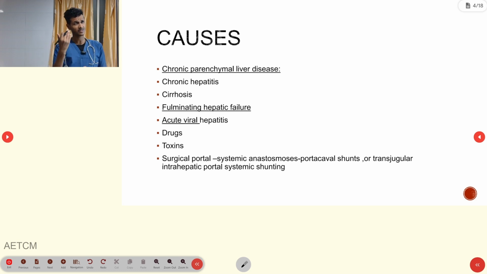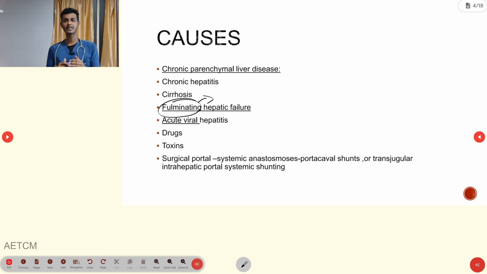What are the causes or etiology for hepatic encephalopathy? One first thing is chronic parenchymal liver disease like chronic hepatitis or cirrhosis of liver. Fulminating hepatic failure is also one of the causes. What is meant by fulminating? Fulminating means sudden onset and then a more severe form.